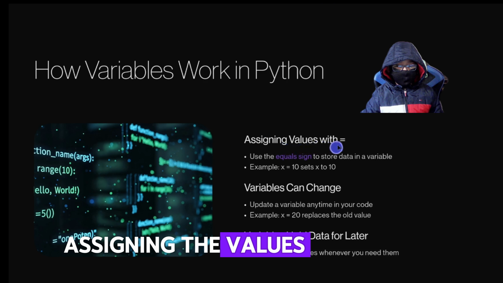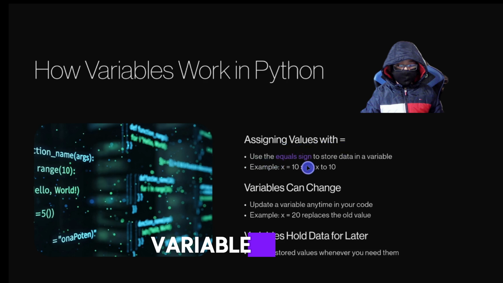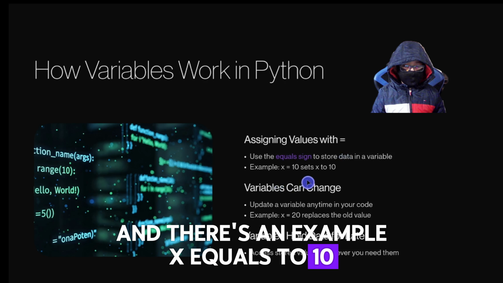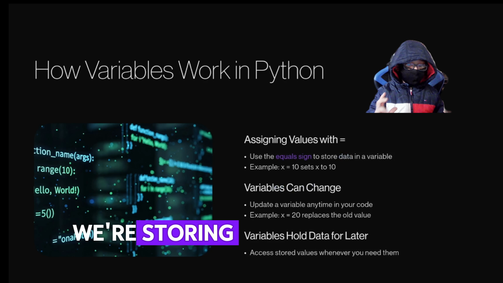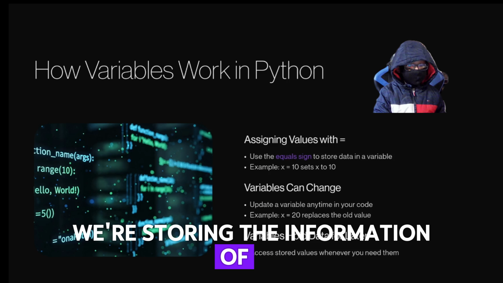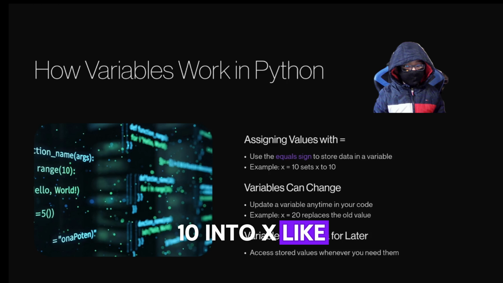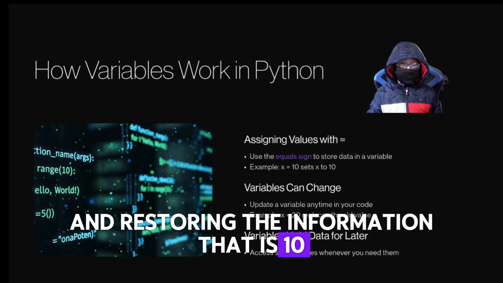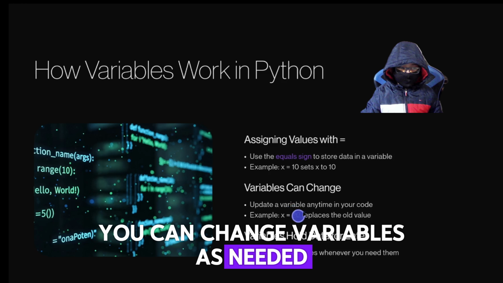Assigning values with equals: use the equal sign to store data in a variable. For example, x equals 10. That's a variable because we're storing the information 10 into x. Like x is the box and we're storing the information, which is 10, into the box. Then variables can change. That's true. You can change variables as needed.